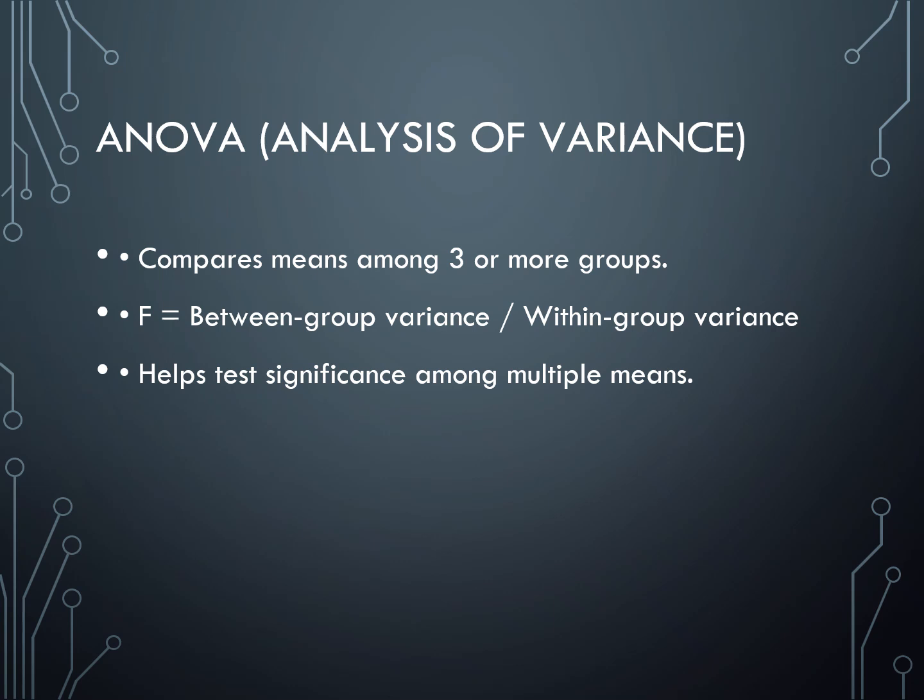ANOVA, analysis of variance. ANOVA is used to compare the means of three or more groups. The formula involves the F statistic: F equals between-group variance divided by within-group variance. If the F value is larger, it indicates that at least one group mean is significantly different from the others. ANOVA is very useful in experiments comparing multiple samples, for example, comparing test scores among three teaching methods.